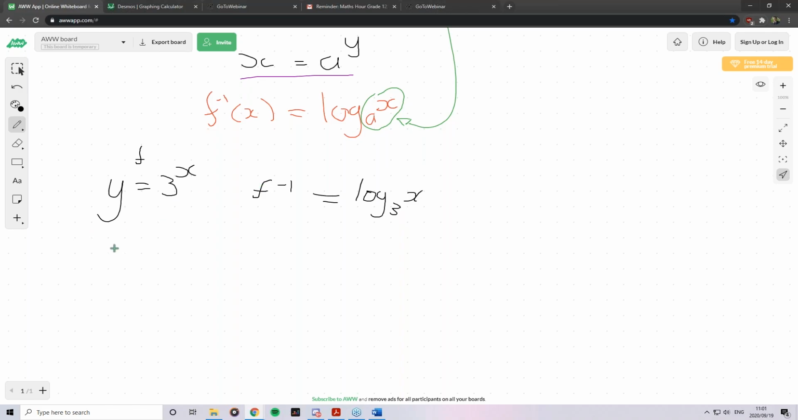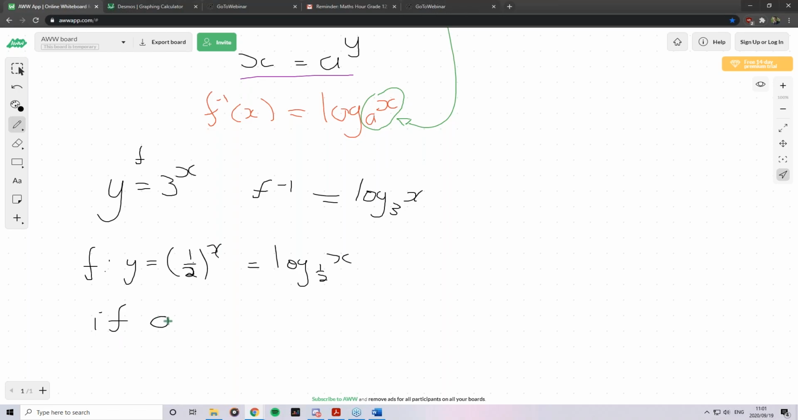Now, an important little note here, you can just memorize these: if f is y is equal to a half to the power of x, this will just become log base a half of x as well. Nothing changes.